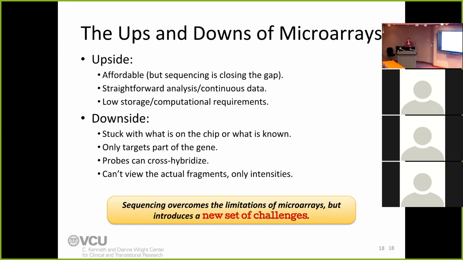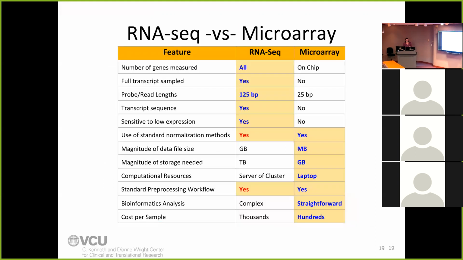The downside is you are stuck with what is on the chip, so you have to know what you're looking for before you can measure it. And probes can cross-hybridize, so that can cause noise in some experiments. And you can't view the actual fragments from your sample that are binding to the chip. You can only see the signal intensities, which could be a mixture of multiple genes if it's a probe that cross-hybridizes. So sequencing actually overcomes many of these limitations of microarrays, but it introduces a new set of challenges.